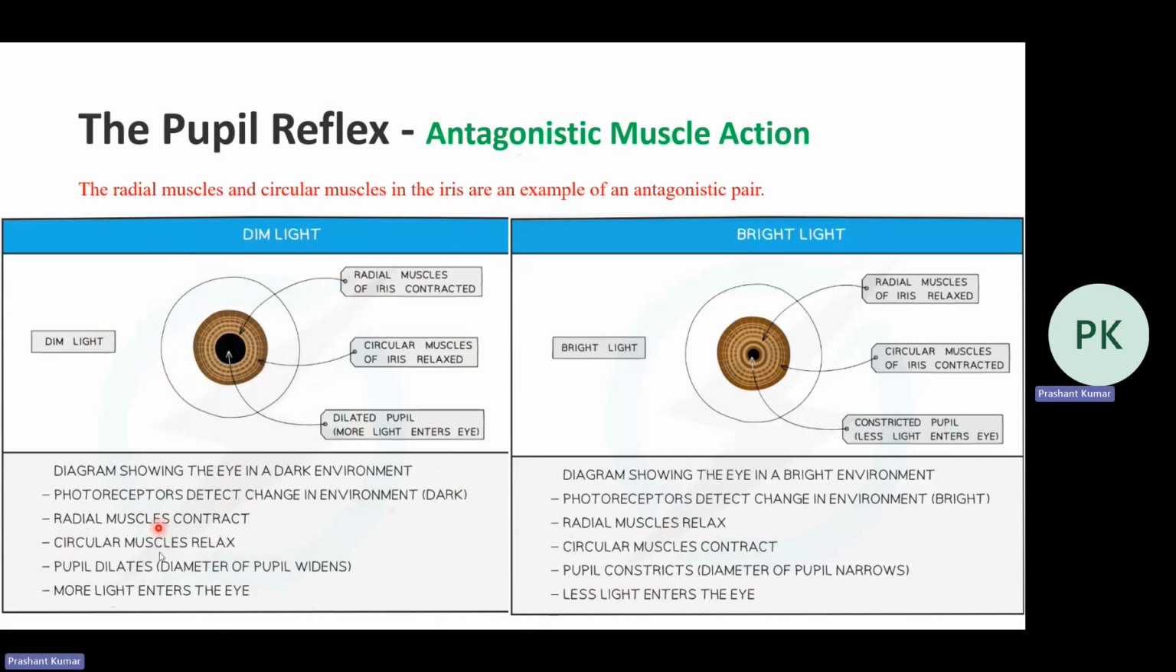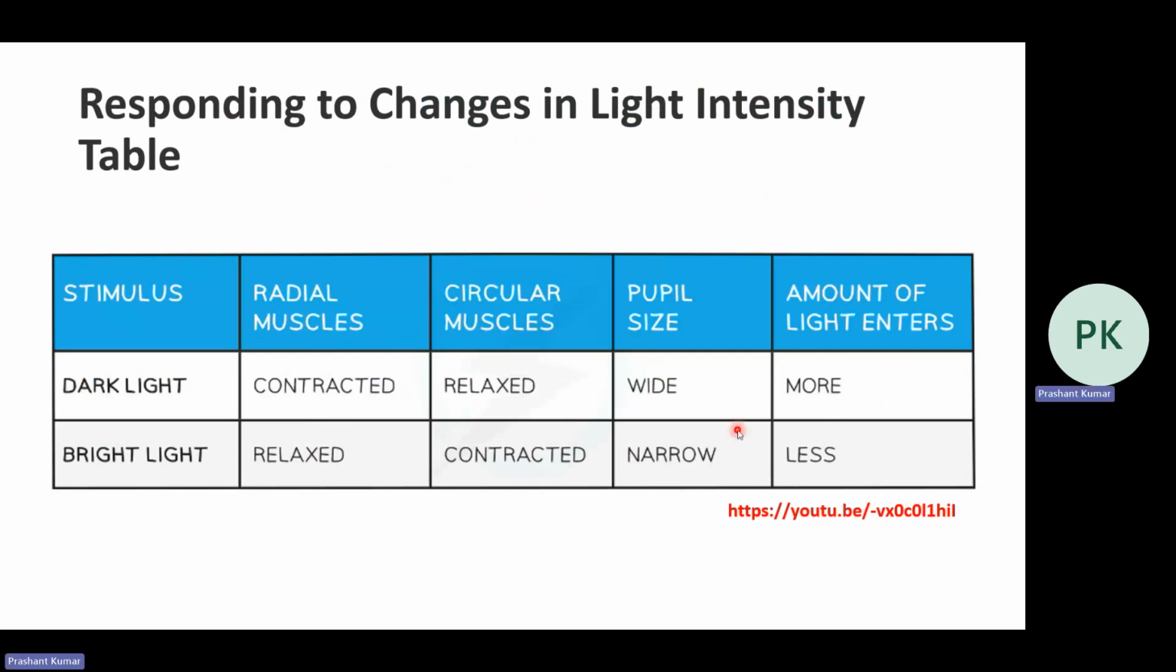So you can see in these two conditions, these three things: radial muscles, here it is contracting, here it is relaxing. Circular muscles relax here, contract there. Pupil dilates, gets widened up here, pupil gets constricted there. So there are some muscles which are working in opposite directions. So let's have a summary.